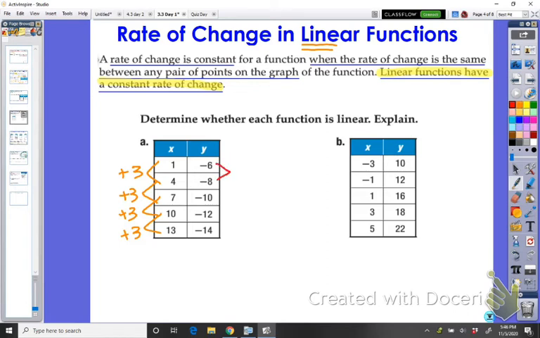So from a -6 to a -8, it subtracted 2 because it got into the higher negatives. -8 to -10, again, subtracted 2. -10 to -12, subtracted 2. -12 to -14, subtracted 2. So the y's have a constant rate of change as well. So this means, yes, it is linear. And you could say the rate of change is constant.